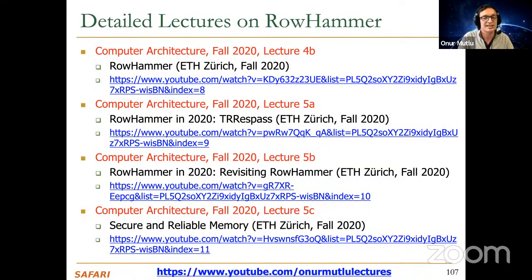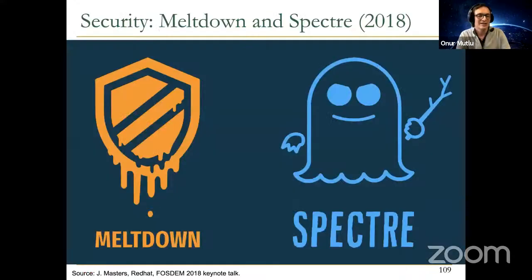But if you're really interested, we cover this a lot in the advanced computer architecture course and also in the seminar course, which some of you are probably going to take, because usually students who take digital design and computer architecture end up taking the seminar. But of course, the seminar is limited to only 22 students. Okay, so that was RowHammer.